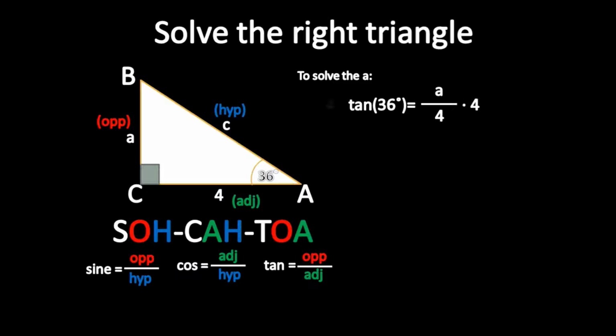Multiply both sides by 4. a is equal to 4 times tan 36 degrees. Plug this into your scientific calculator and make sure it is in degree mode. So our a is approximately equal to 2.9.